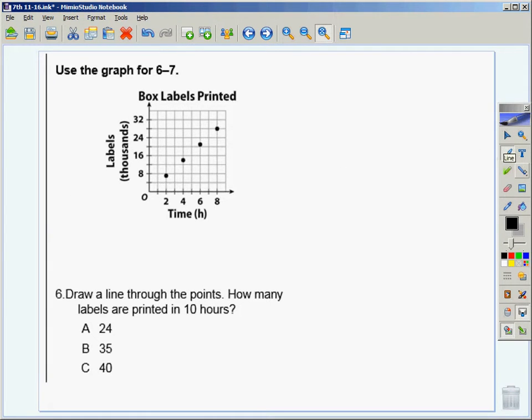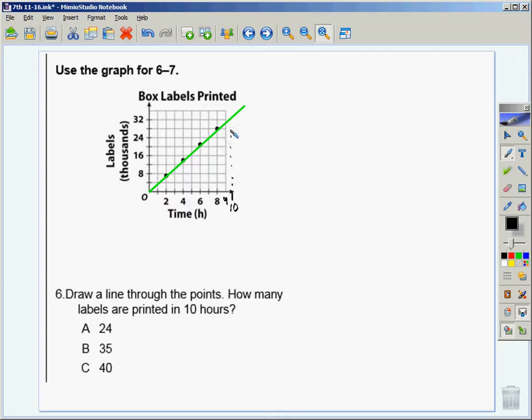Number 6, draw a line through the points. How many labels are printed in 10 hours? 10 hours would have been somewhere off the chart. This would have been 9. 10 would have been right about in here.